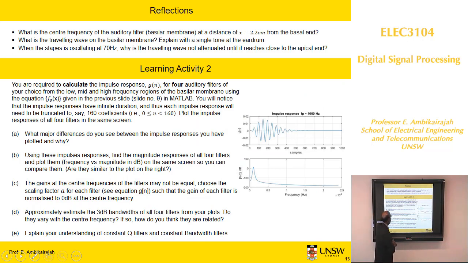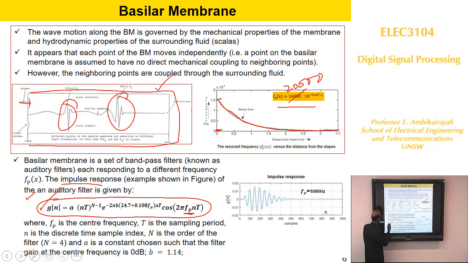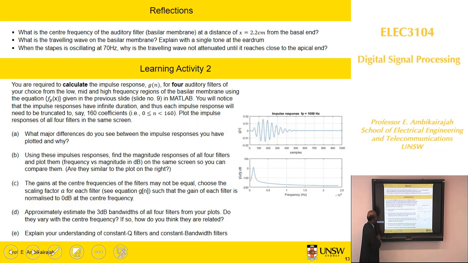So your learning activity 2 is that you're going to model this equation, and by changing the resonance frequency, you can look at the impulse responses. Then you take the Fourier transform of the impulse response, you get the magnitude frequency response, and you can find the maximum response of these impulse responses. So basically, if this is at 1000 hertz, the impulse response will look like this, and if you take the Fourier transform of that, that's what the maximum response is.